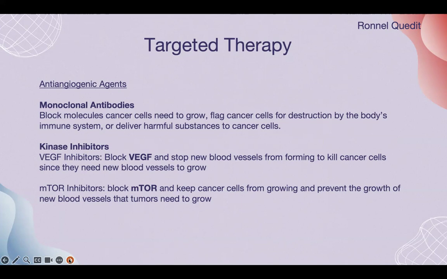For kinase inhibitors, VEGF inhibitors block VEGF and stop new blood vessels from forming to kill cancer cells, since cancer cells need new blood vessels to grow. Then there are mTOR inhibitors. mTOR is a protein that helps cells divide and survive, and these inhibitors block mTOR and may keep cancer cells from growing and prevent the growth of new blood vessels that tumors need to grow.